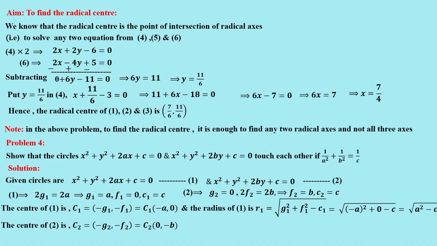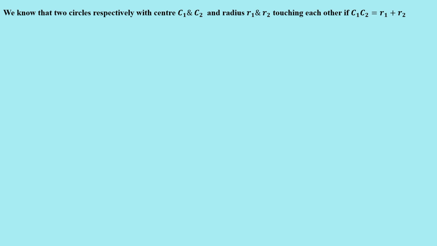The center of 2 is C2 (−g2, −f2), that is C2 is (0, −b). Radius of 2 is r2, equal to root of g2² + f2² − c2, that is root of b² − c. We know that two circles with centers C1, C2 and radii r1, r2 touch each other if C1C2 = r1 + r2. This is what we know, right?